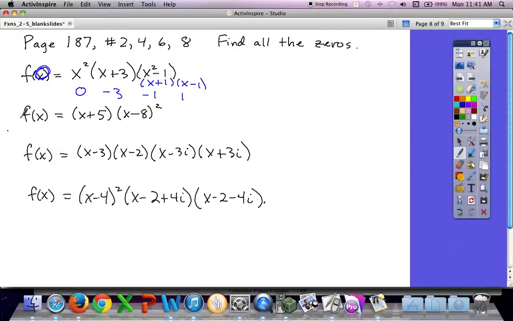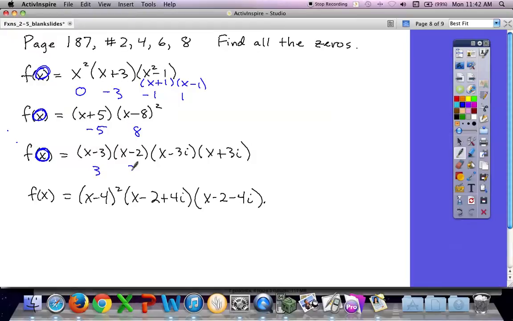For example, on the second one, okay, what are the zeros? What are the values of x that make that function equal 0? How about -5 and 8, right? Because that's what makes this factor equal 0. That's what makes this factor equal 0. No other work to do. You don't need to multiply. You don't need to FOIL. Just look at the factors, right? What are the x's that make this function equal 0?